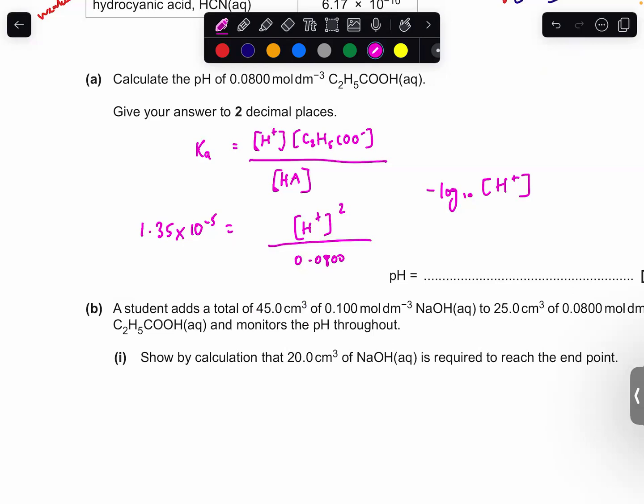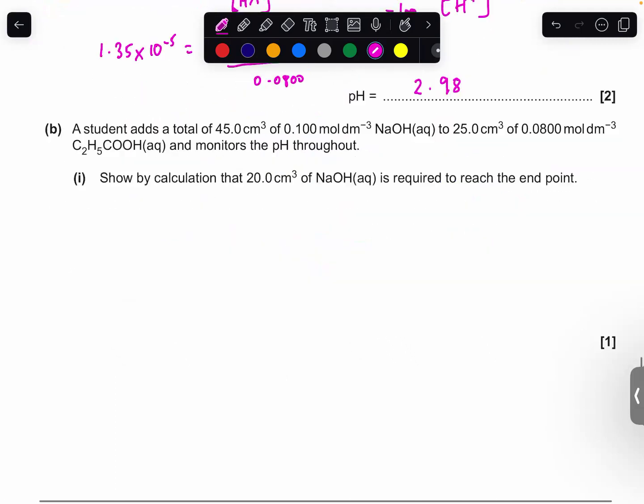So 1.35 times 10 to the minus 5 multiplied by 0.08. We're then going to square root that answer, and we're then going to plug that in to minus log to the base 10. That gives us, they want it to 2 decimal places, which works out to be 2.98. Yep, and the mark scheme supports that. Moving on.